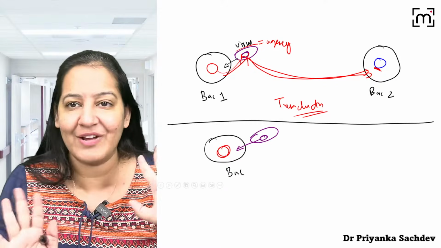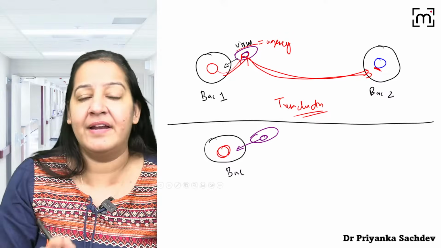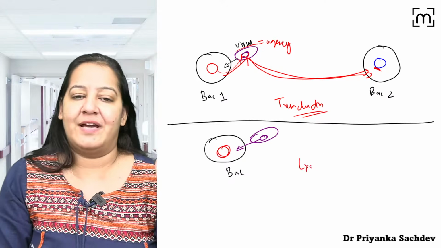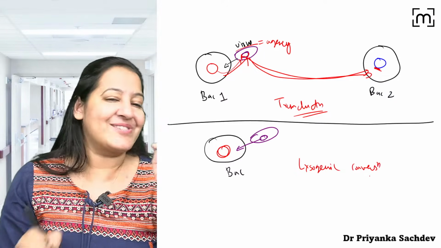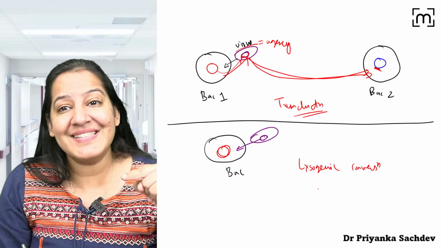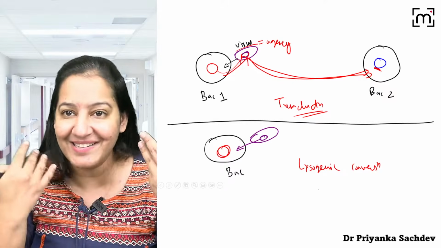Here the second bacteria is not involved. So the viral DNA is integrating with the bacterial DNA. In this way gene transfer takes place. So this method is known as lysogenic conversion. I guess I am crystal clear in my concepts. Right? So in the second method, the virus is not acting as an agency. The viral own genetic material is involved in the gene transfer.